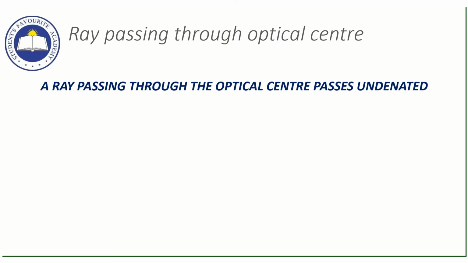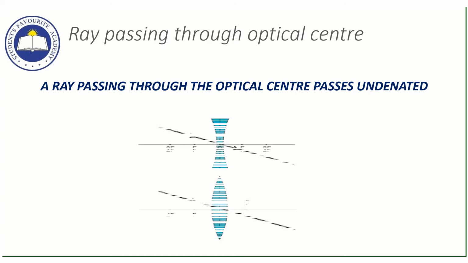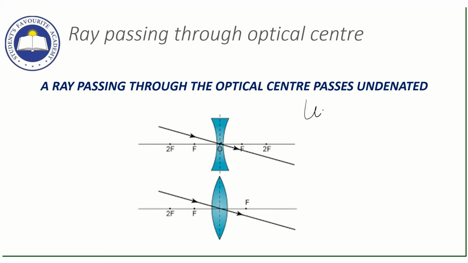A ray passing through the optical center passes undeviated. That means what? It passes straight, it does not get bent. If a ray is passing through the optical center, this is the optical center, the ray passing through it will go as it is. It will go undeviated.